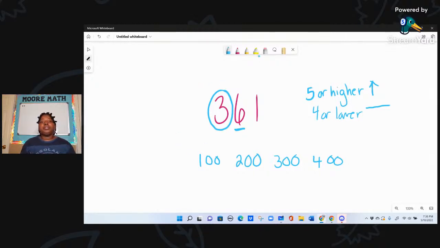Good. 300 and 400. So now we're just deciding which is it closer to. Is it closer to 300 or is it closer to 400? Well, once again, we look at the tens place, the number that's right next to it, to the right, and we say if it's 5 or higher, then it's going to be closer to 400. But if it's 4 or lower, it's going to stay the same.